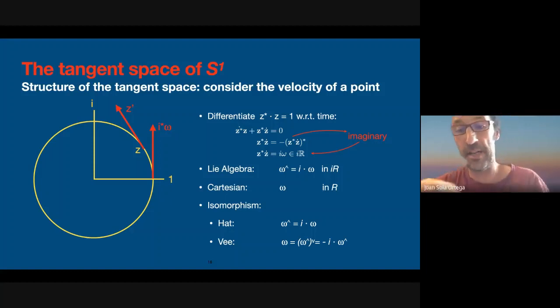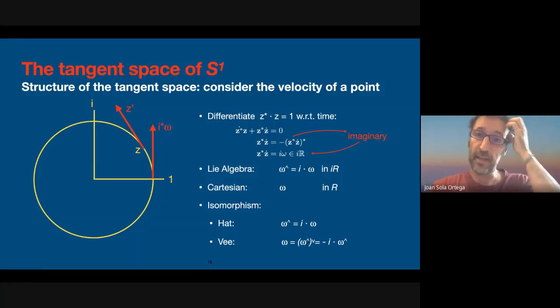V is the opposite of hat. You see that one is a triangle pointing up and the other points down. And so you can go from one representation to the other very easily. This operation is linear. It's usually quite trivial, so it doesn't involve anything. And you can now express elements of the tangent space, in this case, through real numbers.